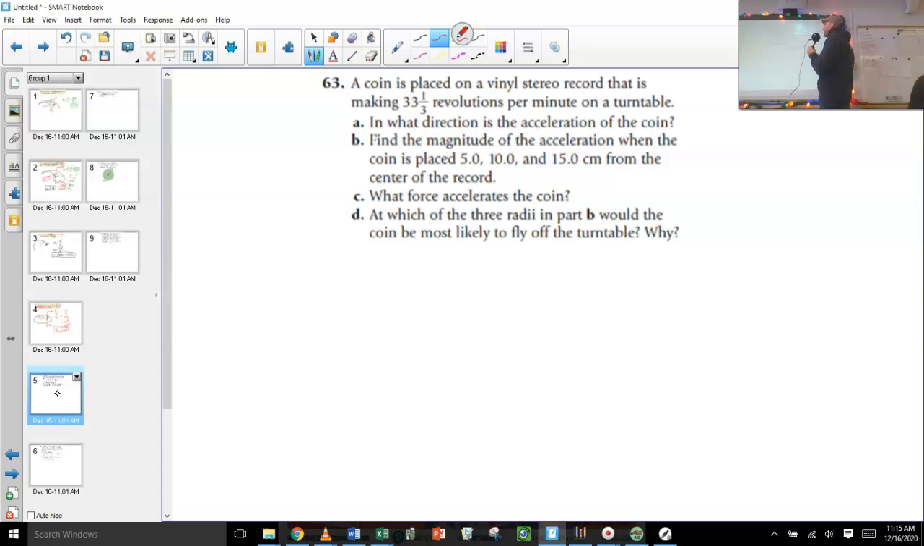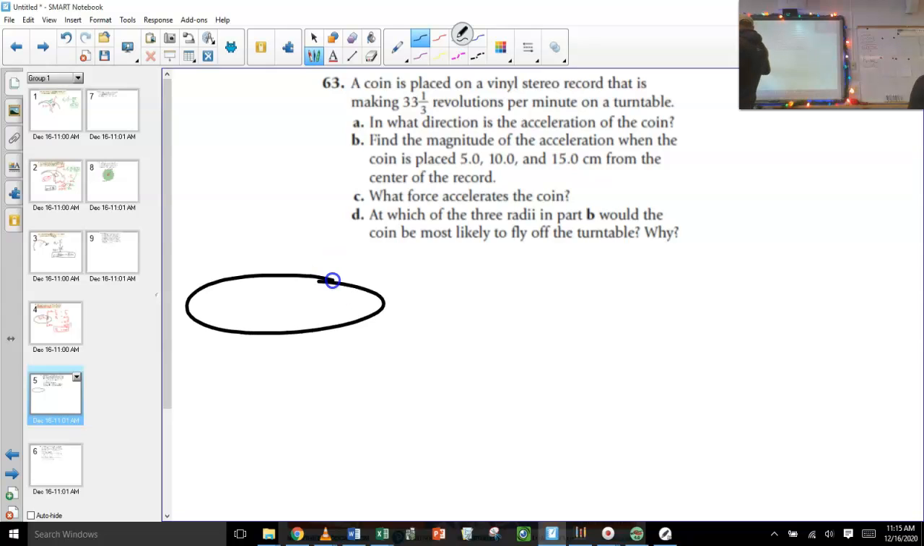Number 63, a coin is on a vinyl stereo record. I don't know, you guys probably know what records are. They're kind of coming into popularity again. So there's a coin on a record. It's making 33 1/3 revolutions per minute. In what direction is the acceleration?